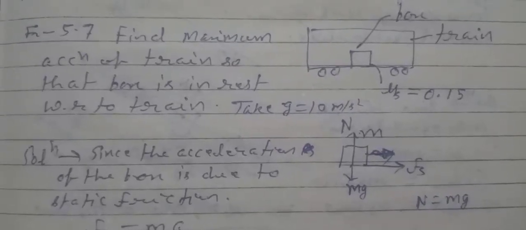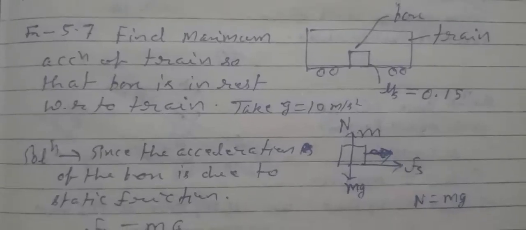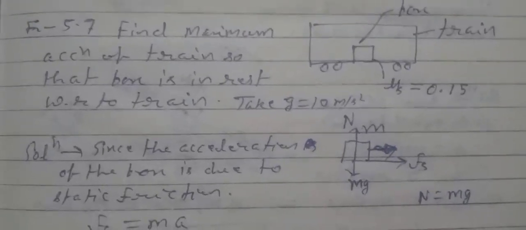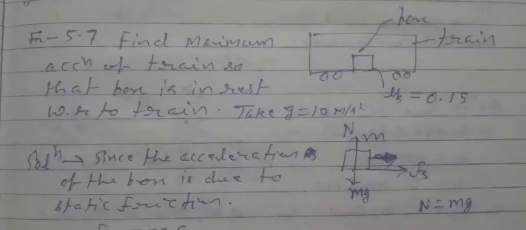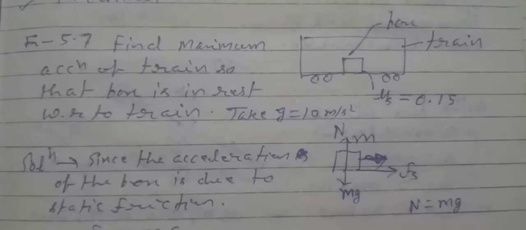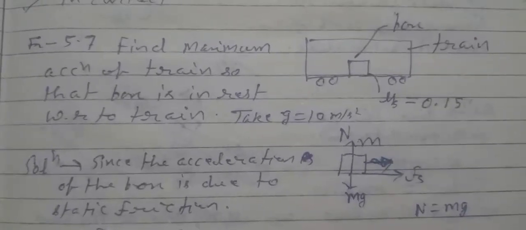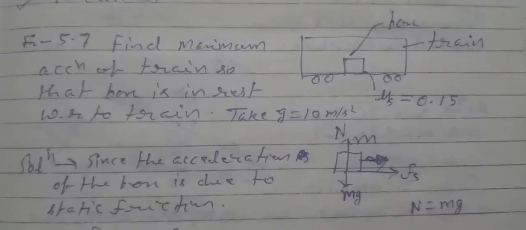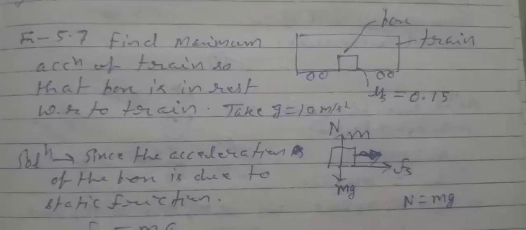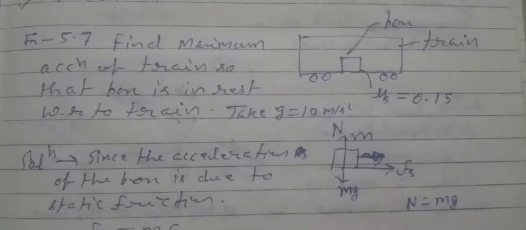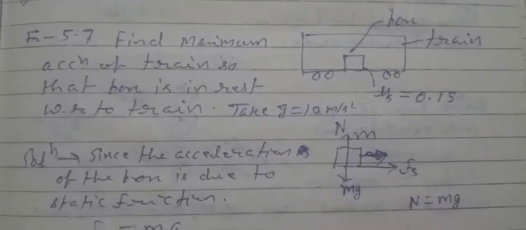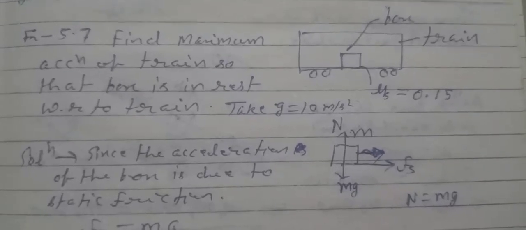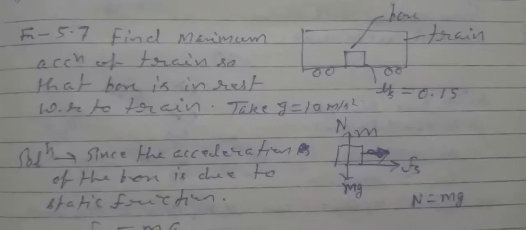Now I am going to discuss one problem which is related to the frictional force. The question is: find the maximum acceleration of the train so that the box is at rest with respect to the train. Take g equals 10 meter per second square. The situation is shown in the figure, and the coefficient of static friction is given as 0.15.